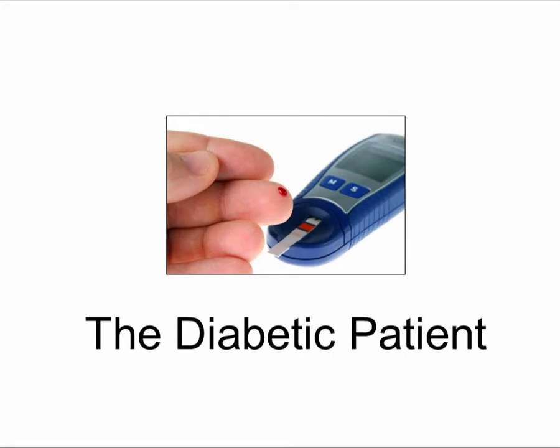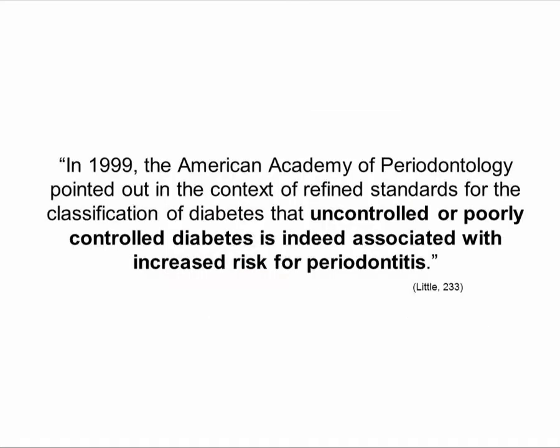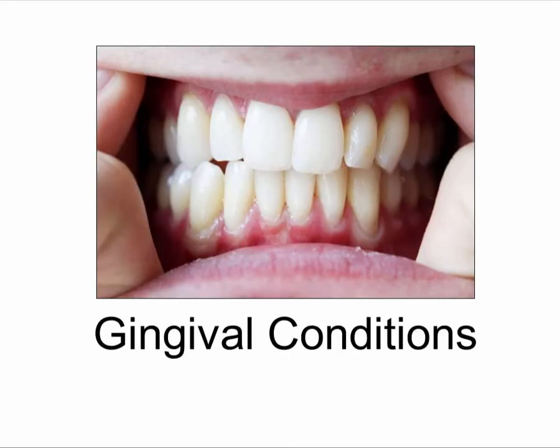So now we're going to transition into the relationship between the diabetic patient and gingival conditions. So I'm going to be going back and forth a little bit about A, the gingival conditions, and then B, how diabetes is related to these conditions. So here's a quote, and this quote is from the American Academy of Periodontology. And they found that uncontrolled or poorly controlled diabetes is associated with an increased risk of periodontitis. And in the presentation, I'll be referring to periodontitis as periodontal disease as well. They're the same thing. So we're going to start by reviewing the gingival conditions.